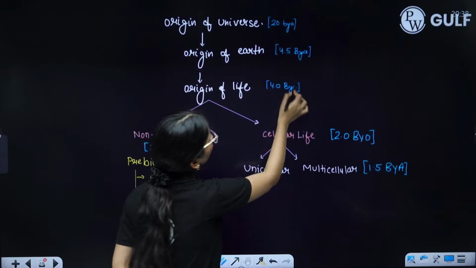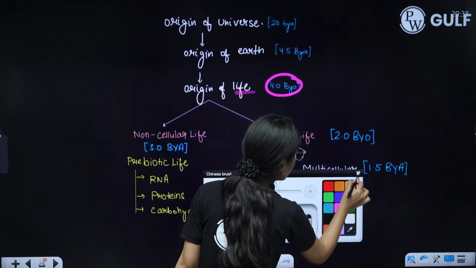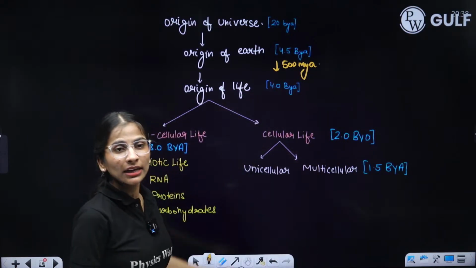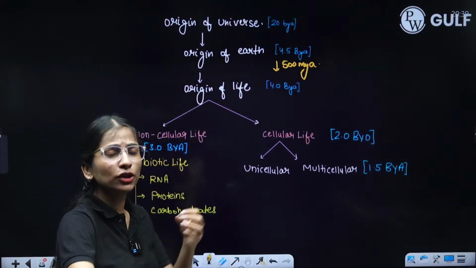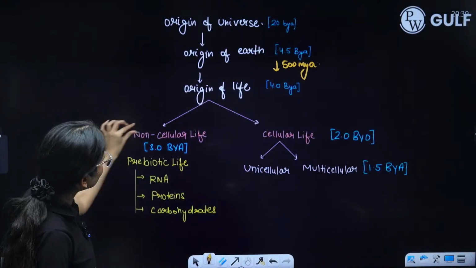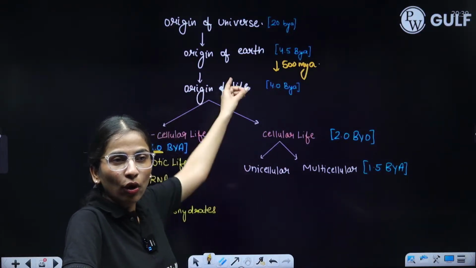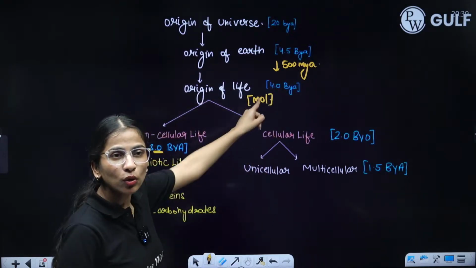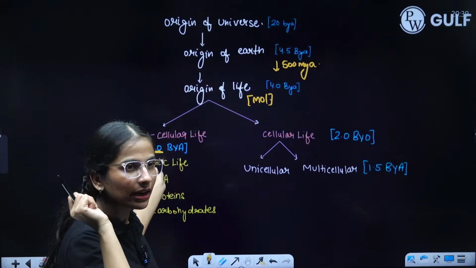Then after that, 4 billion years ago, that means 500 million years after the Earth had formed, life started. Origin of life happened. And obviously that life was not as complex as we are. It was extremely simple. It was in the form of non-cellular life. So when did non-cellular life come? Non-cellular life came 3 billion years ago. Here, when origin of life occurred, it was in the form of molecules only. Very simple molecules. When those molecules interacted with each other, then non-cellular life came into picture.